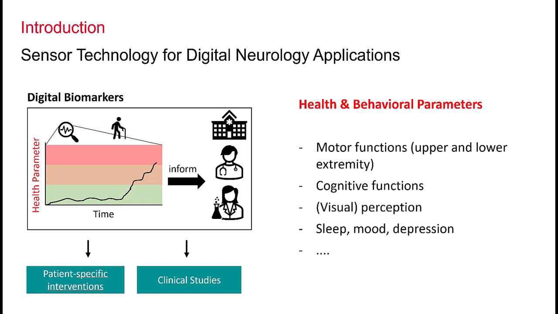But we can think of much more advanced parameters that we could assess, including not only motor functions, but also cognitive functions, or even visual perception, sleep, mood, emotion, depression, and others. And in general, we can benefit from these assessments by allowing us to trigger patient-specific interventions on one side and as digital outcome measures for clinical studies on the other side.